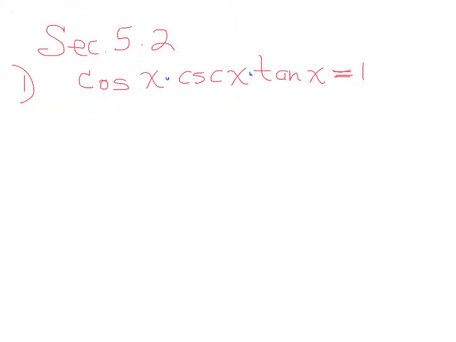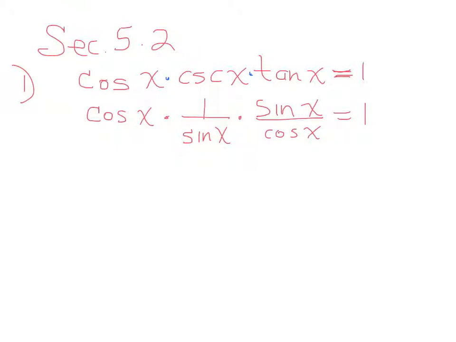So what can we rewrite? That's a good idea. So cosine, we just leave it like that. Cosecant is 1 over sine. Great. And what else? There you go. Since I'm using cosine and sine already, I might as well rewrite tangent as sine over cosine.